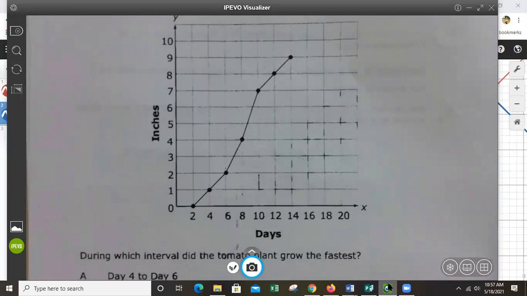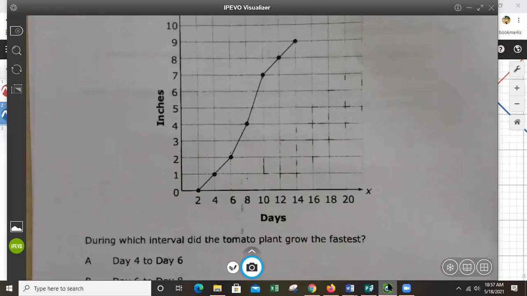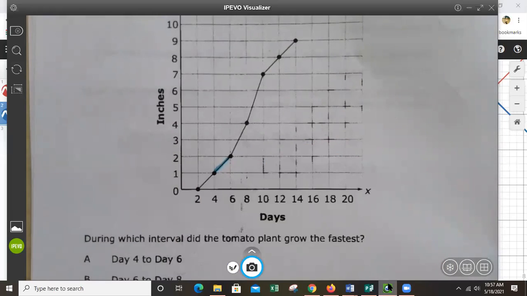This one's pretty easy. Wow, this is an easy one. During which interval did the tomato plant grow the fastest? Grow the fastest. All right, so let's look 4 to 6. How much did it grow? At 4, it was 1 inch. At 6, it was 2 inches. How much did it grow? 1 inch, right?